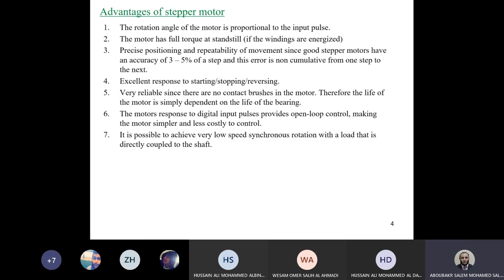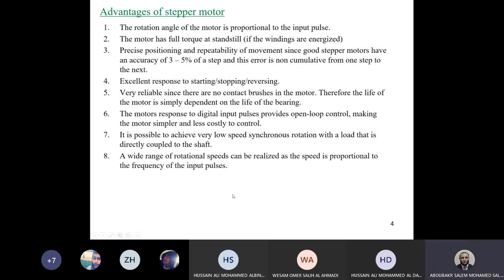Also, it's possible to achieve very low speed synchronous rotation with a load that is directly coupled to the shaft. It's easy to apply very low speed because the speed here depends on the frequency of the applied pulses. Since the frequency is small, the low speed can work properly. Actually, we have a problem with other kinds of machines like the induction machine. We cannot operate the induction machine at very low speeds; the stability of the machine will not be good. So we prefer this motor in low speed applications compared to other kinds of machines.